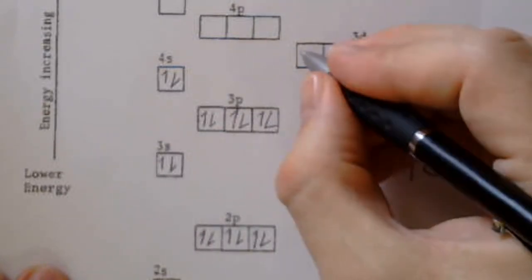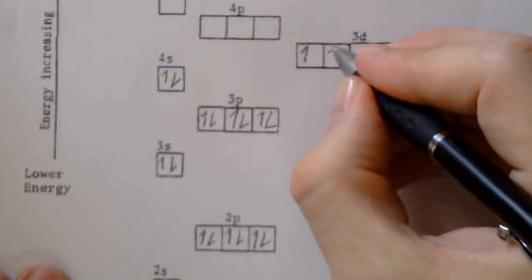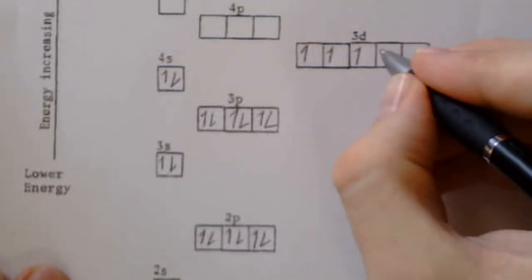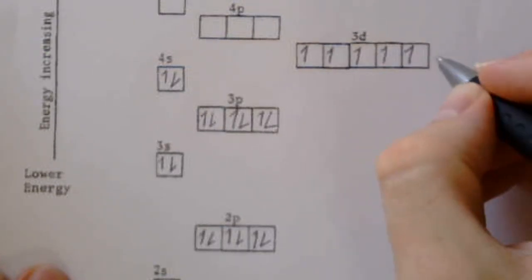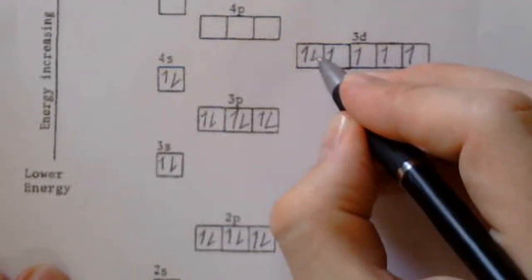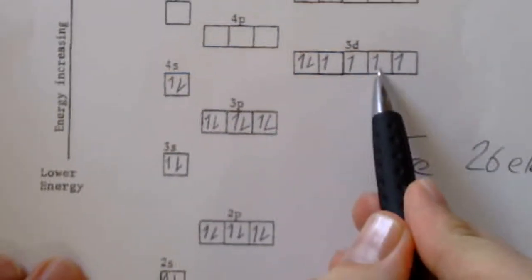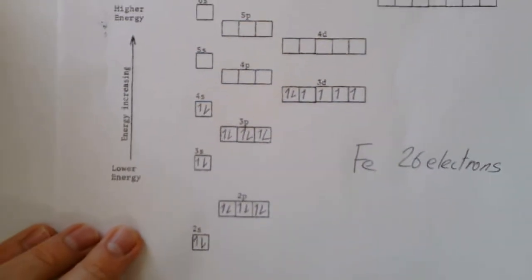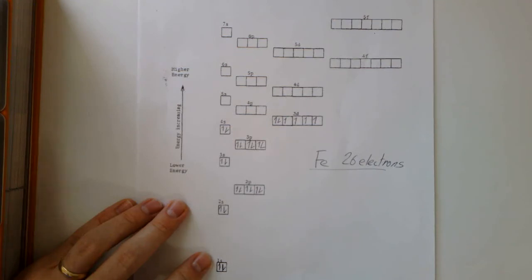We're going to do 21, 22, 23, 24, 25, 26. And you'll see that some are left unfilled and some are filled, and that's iron's orbital diagram.